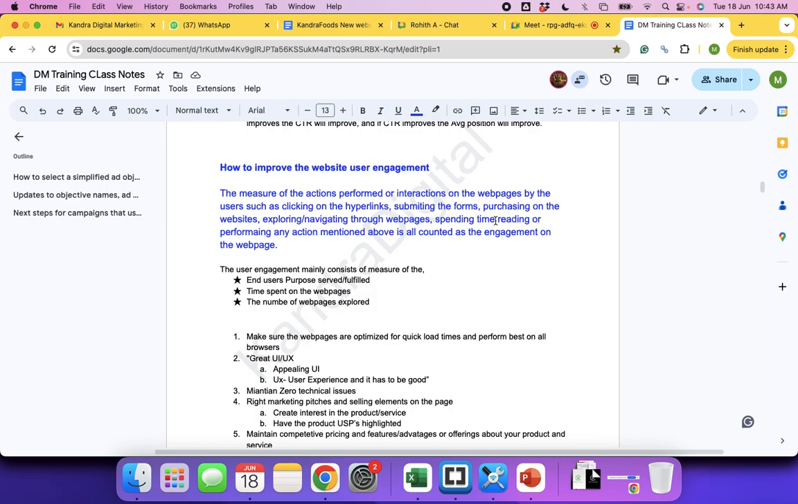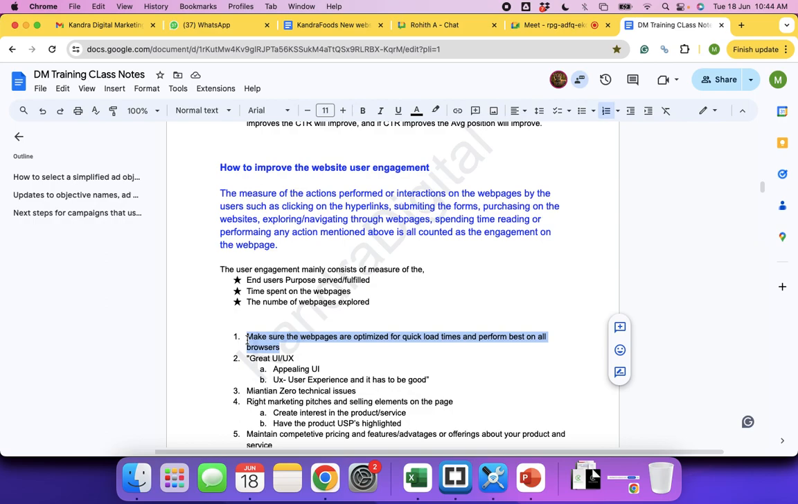So if you have to improve the engagement of the web pages, make sure the web pages are optimized for quick load times and perform best on all browsers. Even you all must have seen this happening with you, correct? When you are trying to visit a website, try to explore it, and if it continues to load forever, what will you do? Somebody sent a link to you on WhatsApp, you have clicked on it, and it keeps rotating. What will you do, everybody?